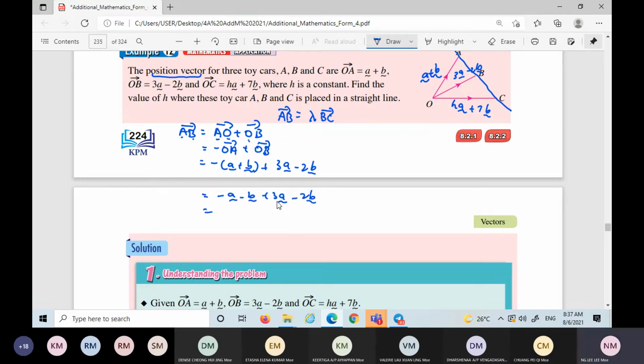Okay, combine A with A. 3A minus A is 2A. Combine B with the B, altogether negative 3B. Okay, I have done for the AB.